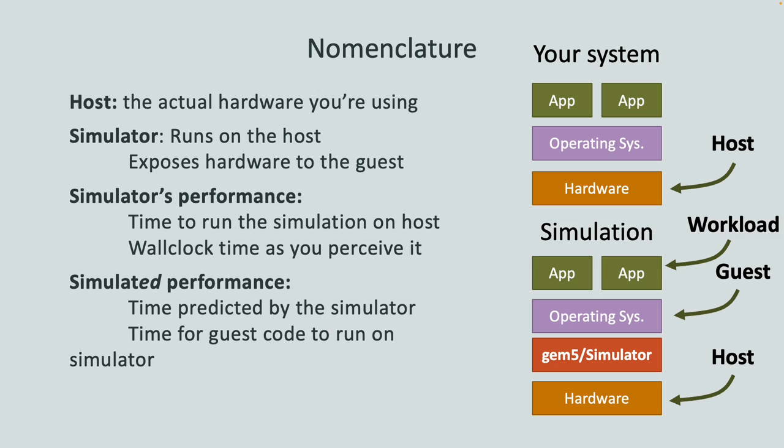Oh yeah, and simulator performance is the time to run the simulation on the host, wall clock time as you perceive it. So that's how well gem5 is running. If your gem5 takes 30 seconds to complete, its simulator performance is 30 seconds. But the simulated performance is the time predicted by the simulator for the thing you're simulating. So remember in the stats, we had like 0.001 seconds versus 34 seconds. The smaller one was the simulated performance, and the larger number was the simulator's performance.